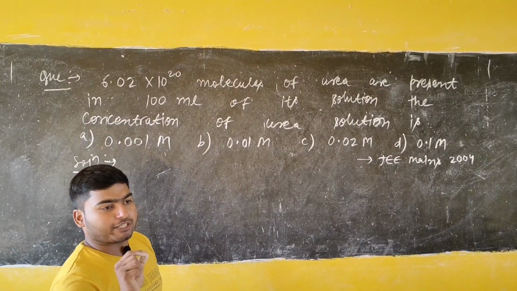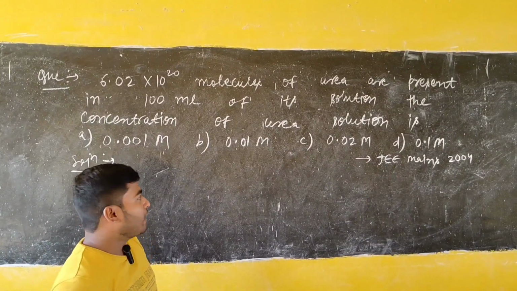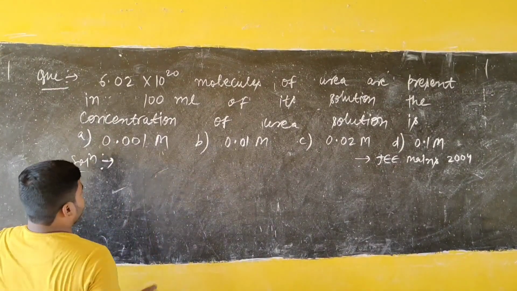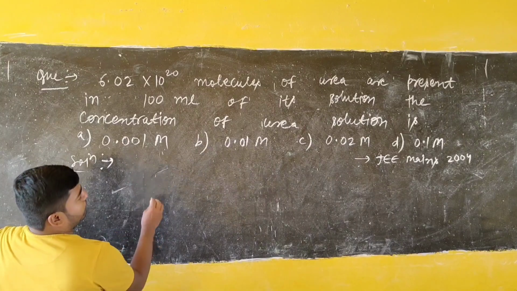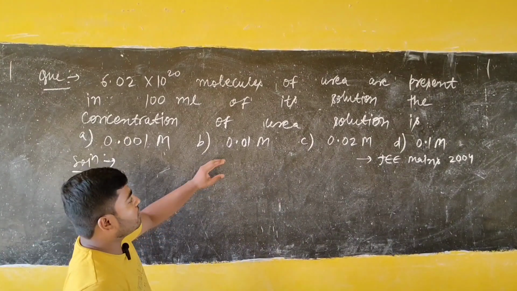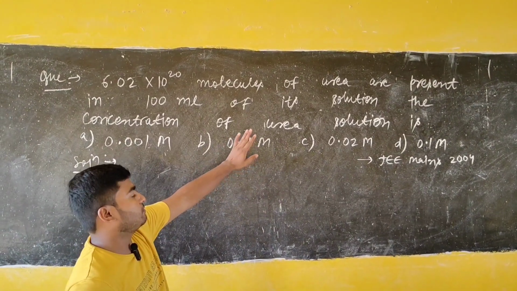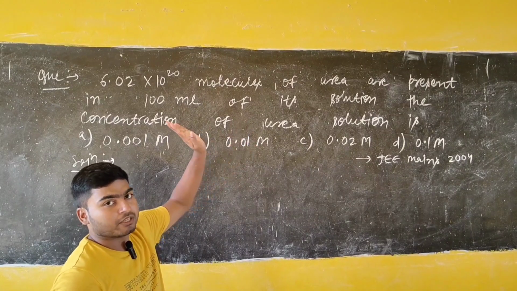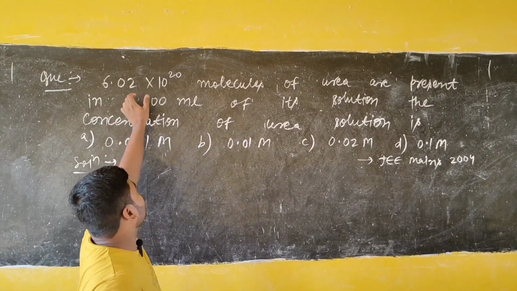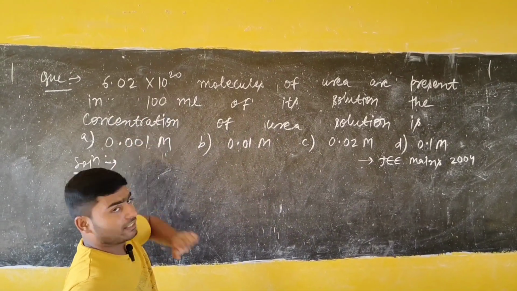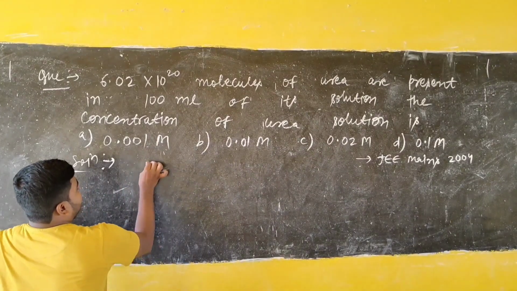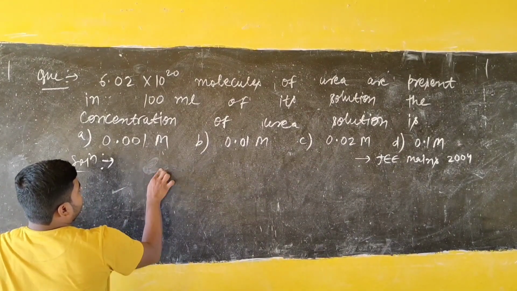That value is 6.022 into 10 to the power 23. I hope you remember. So by that we will get the number of moles. You do not even need the molecular formula of urea. You can easily calculate the number of moles by the number of molecules which is given in the question. So from that we will get the number of moles of urea.